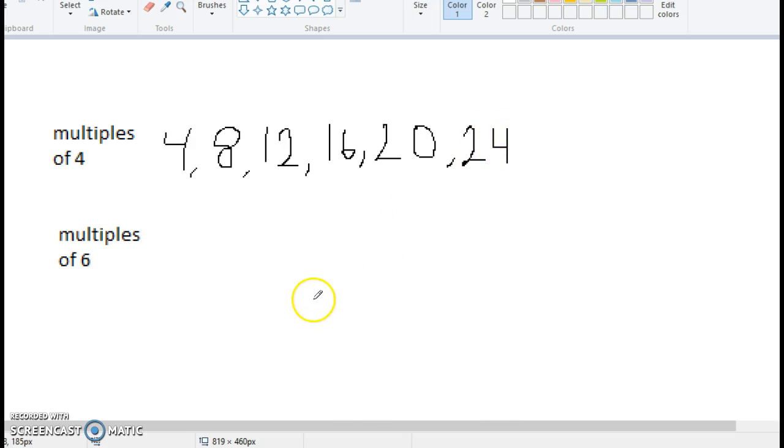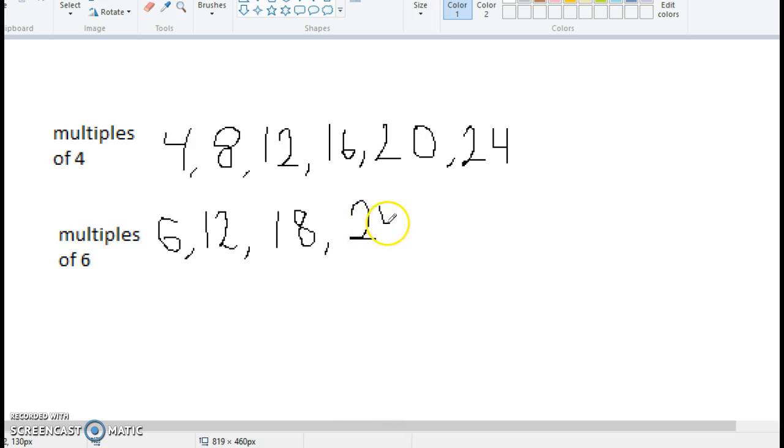Now let's go down and do the same thing for 6. If we multiply 6 by 1, we would get 6. If we multiplied 6 by 2, we would get 12. If we multiplied 6 by 3, we would get 18. And then 6 by 4, we would have 24.